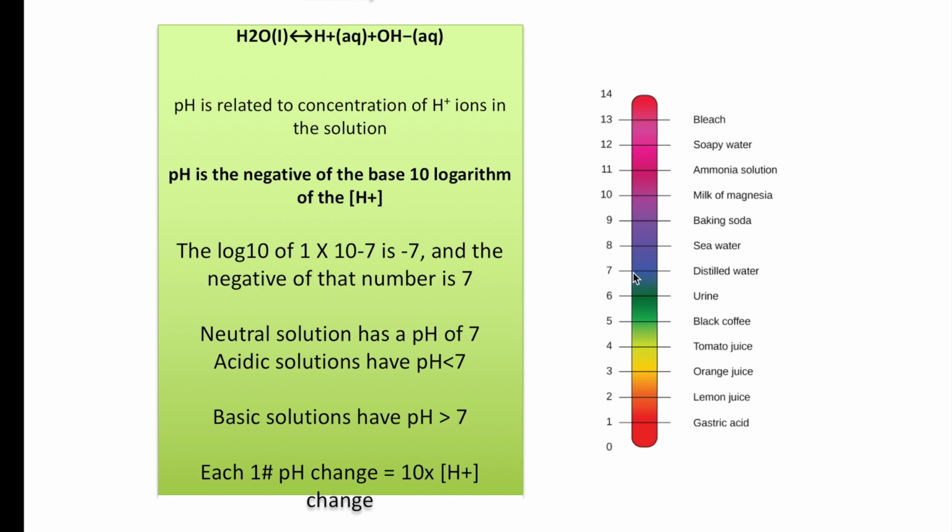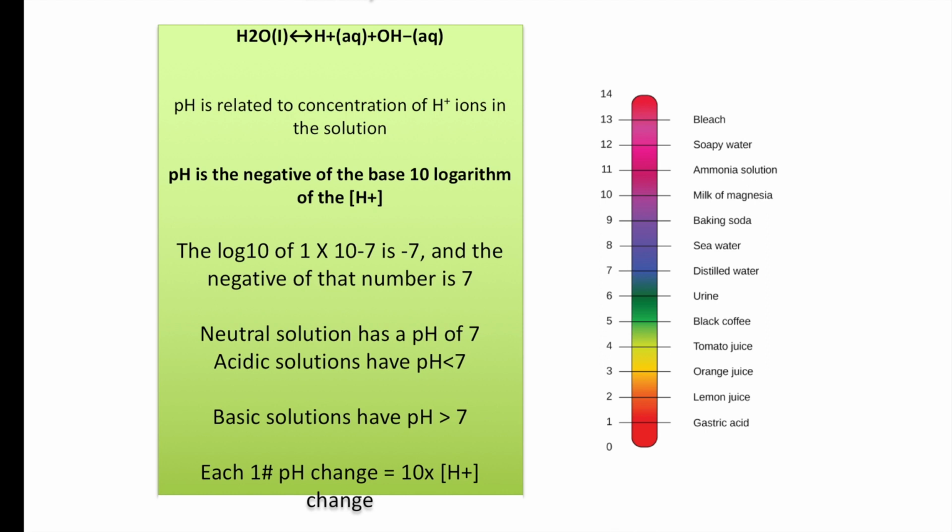Okay, and because this is a log scale, every time you go from 7 to 6, 6 to 5, 5 to 4, you're increasing the concentration of hydrogen ions tenfold. So pH 6 versus pH 7, 6 has 10 times more hydrogen ions than 7, and 5 has 10 times 10 times more than 7. So this is 100 times more concentrated in terms of hydrogen ions versus 7, for example.